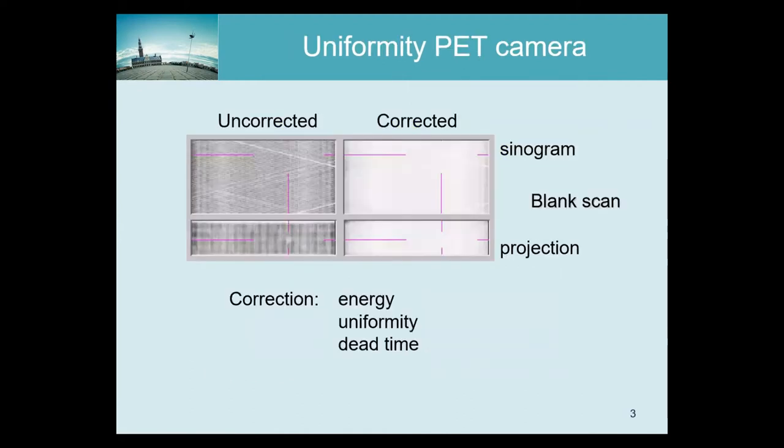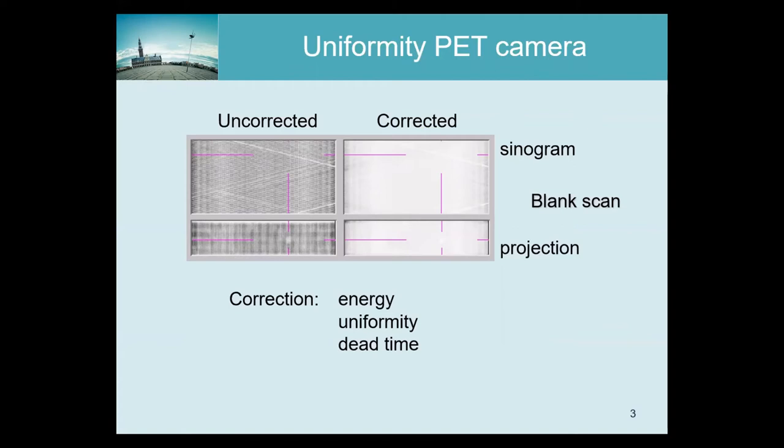This is different for PET. PET does the normalization, which is basically the equivalent of the flood correction in SPECT. So it looks at the measurement and corrects for position-dependent sensitivities. But in PET, we know that the sensitivity along the lines of response is not uniform at all. It's very dependent on the position.